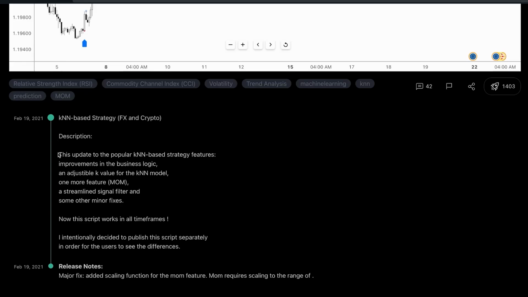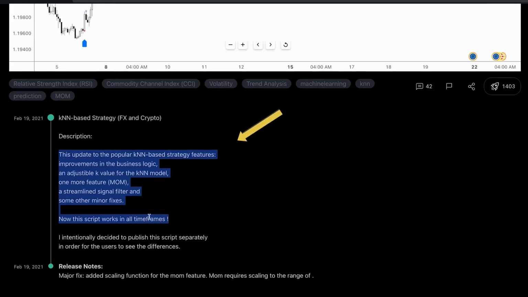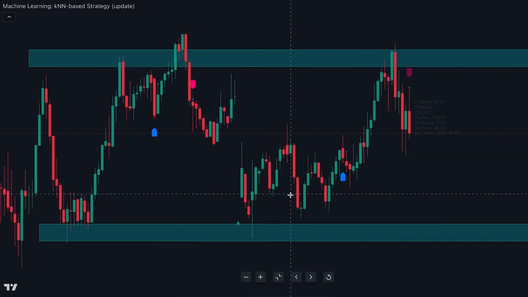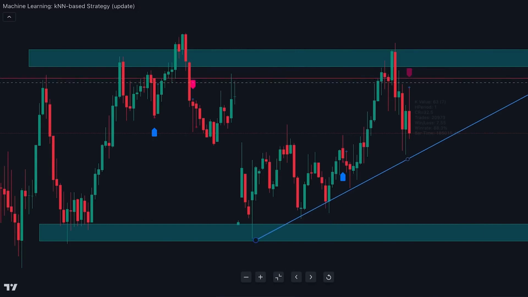Here we can see the developer pointed out that while the previous version did not work on all time frames, this version does. Go ahead and add it to your chart. Right out the gate, we can see that this indicator is extremely good at catching short-term market changes. If we happen to be in a ranging market, this indicator will perform extremely well as it tries to catch the start of reversals very quickly.